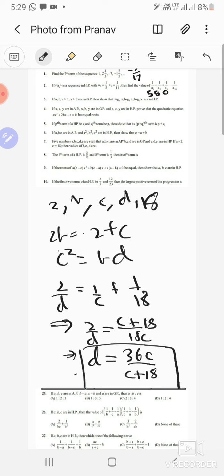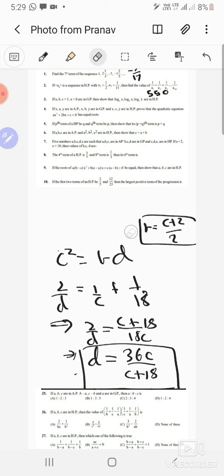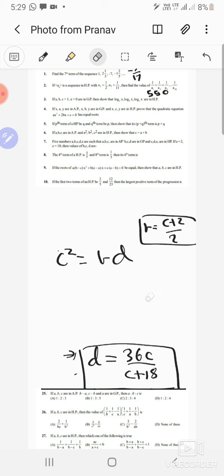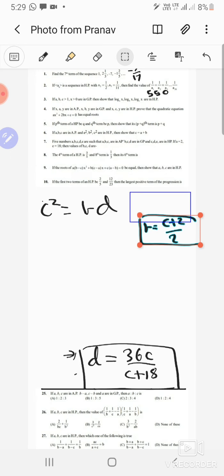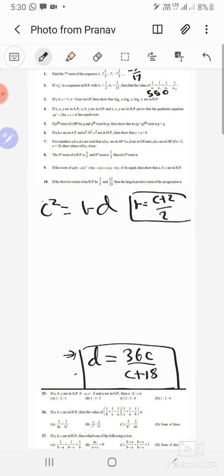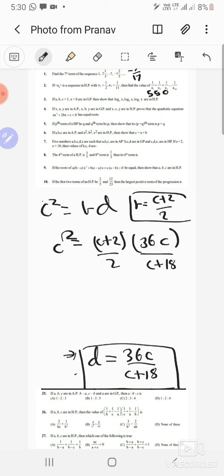Okay, this is the first equation that you have, and then this is the other equation: b equals c plus 2 upon 2. And this is the last equation, c squared equals bd. Okay, let's see what we get from these equations. So c squared equals b, which is this thing, times d, which is this thing. So c plus 2 upon 2 into 36c upon c plus 18.